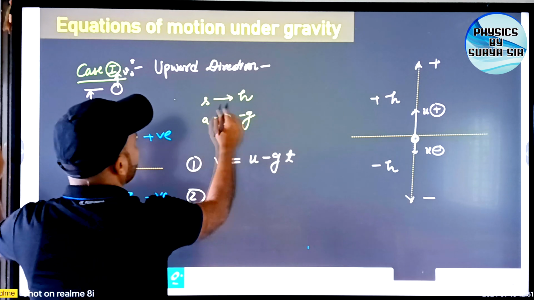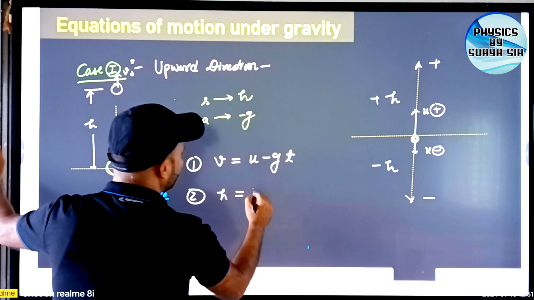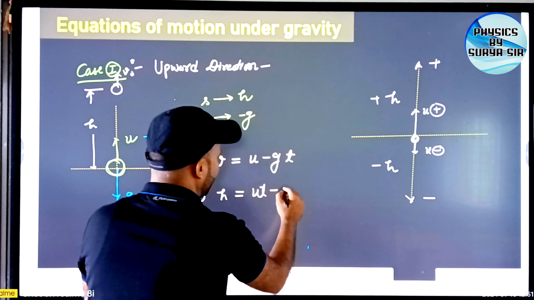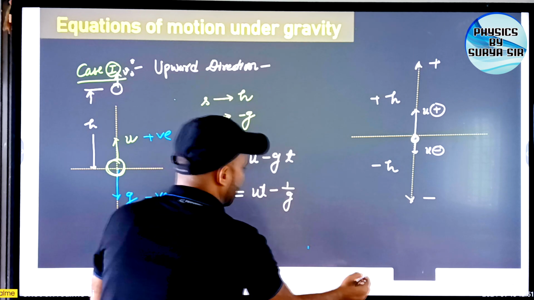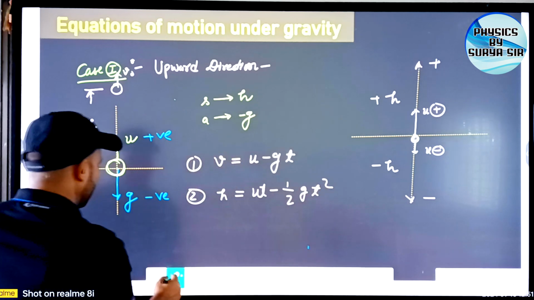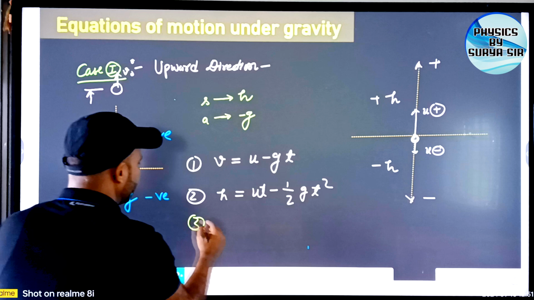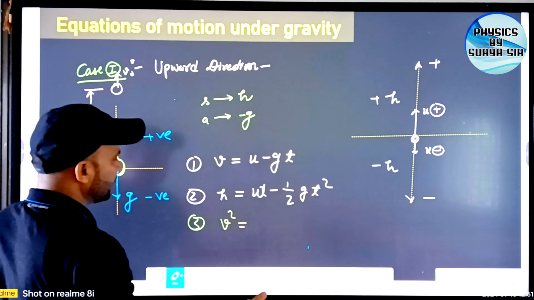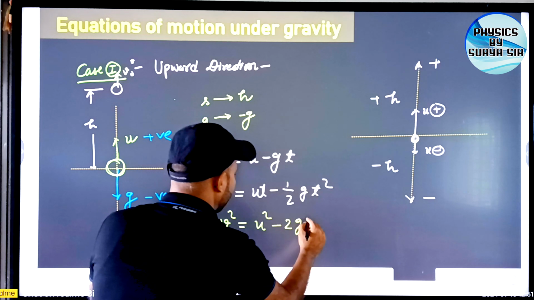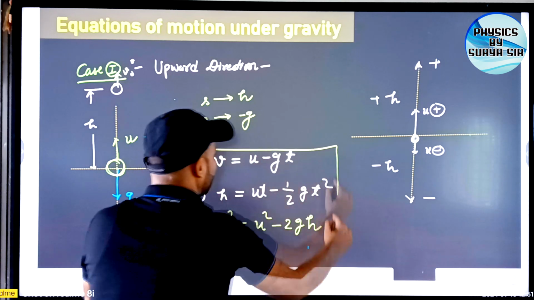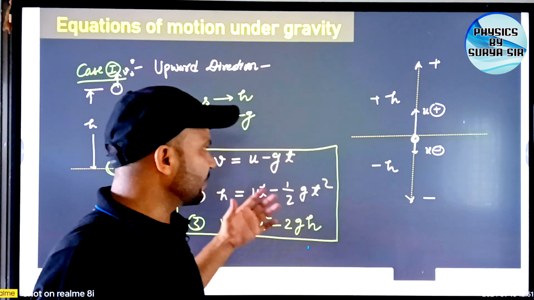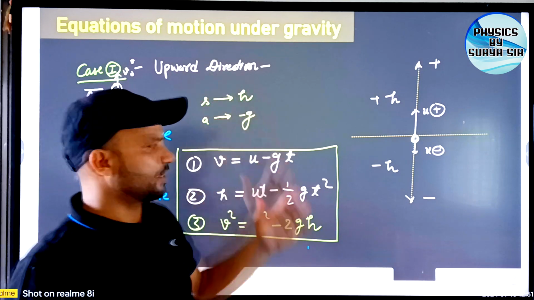So here, in the place of S we write H, is equal to UT plus half GT square. Clear? And the third one is V square is equal to U square plus 2S, so here it will be U square plus minus 2GH. Clear? So these are the equations of motion in case the object is moving in the upward direction.